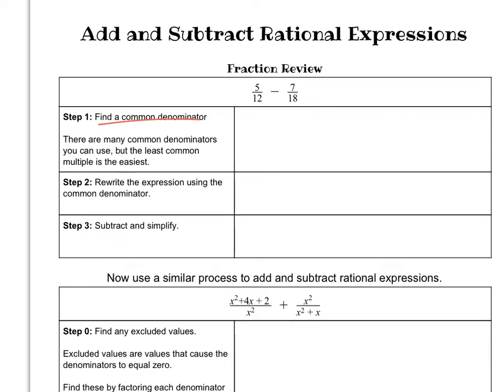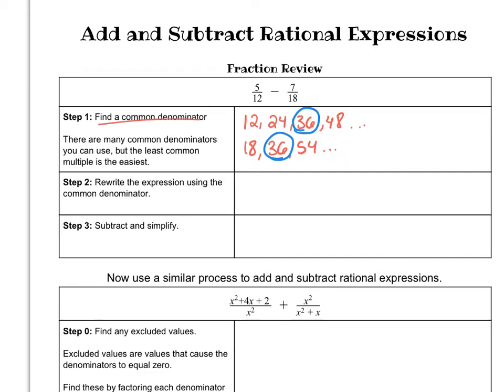There are a lot of common denominators you could use. For example, you could just multiply 12 times 18. But the easiest way to do it is to find the least common multiple of the denominators. And the way you do that is by listing out the multiples of each denominator. So I have 12, 24, 36, 48. And for 18, I'm just going to list a few here because I already have a common multiple, 36. So 36 is the least common multiple of 12 and 18, and that's what I'm going to use for my denominator. That'll be much less work in the long run.